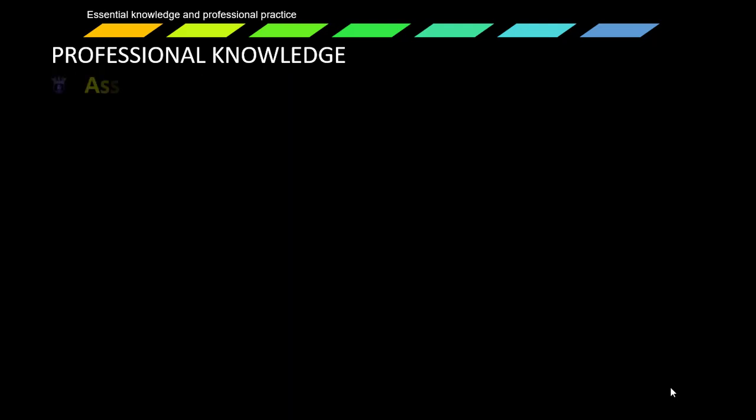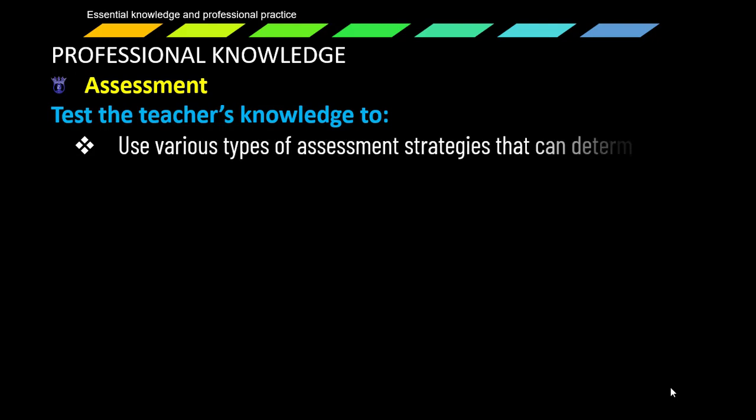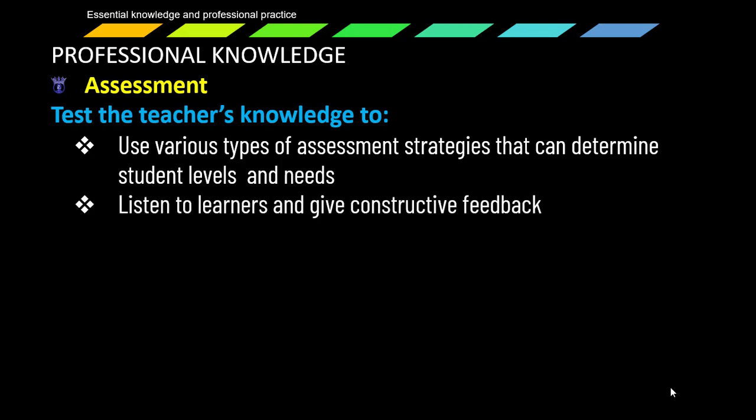Now let's look at the third one, which is under assessment. Now, as you all know, how do you test to see whether a lesson was successful or not? Actually, you have to give them an assessment and then you evaluate, okay, to see if the lesson was actually successful. So under assessment, this side tests the teacher's knowledge to A, actually use various types of assessment strategies that can determine student levels and needs. And again, listen to learners and give constructive feedback.